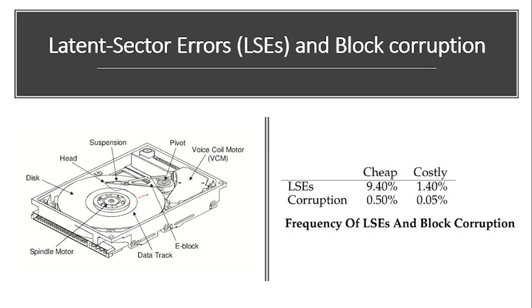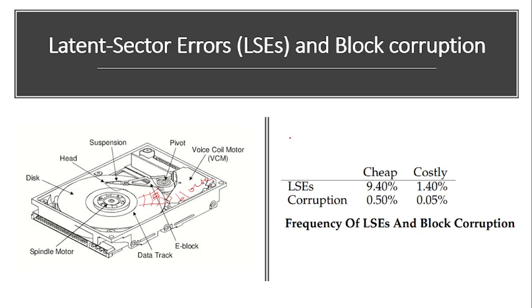The disk is divided into sectors, and here there is a small block. This block is the storage. This block can be corrupted. With the corruption of the block, there are two types of errors: one is the latent sector error, and another is corruption.